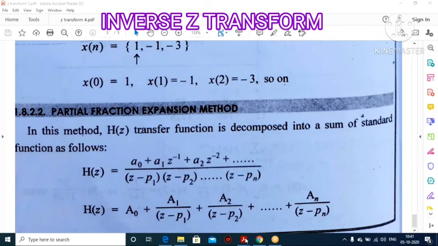Any doubt after this? Any doubt? Okay, look at this problem.